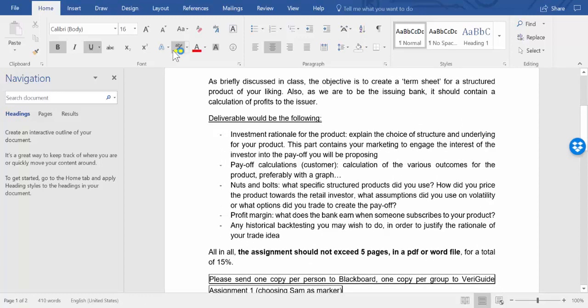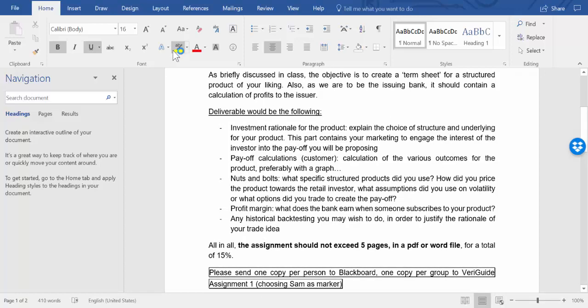I'll let you read that briefly. I'll give you 2 minutes and then I'll show you a very simple example of a structured product. And then I'll show you how you can put that together. And in the coming weeks, we will spend a little bit more time discussing that. So just spend a couple of minutes reading that.